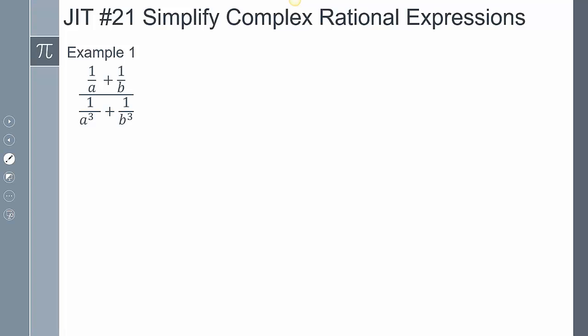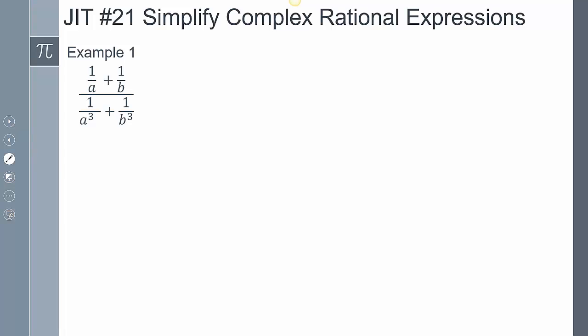Just in time, number 21, we're going to simplify complex rational expressions. Now, it's going to be very similar to adding what we did in the previous two slides in which we combined these fractions together, but we're going to do it to the numerator and the denominator. So once I do that to the numerator and the denominator, then I can consider this as division. So let's take a look and see how that works.